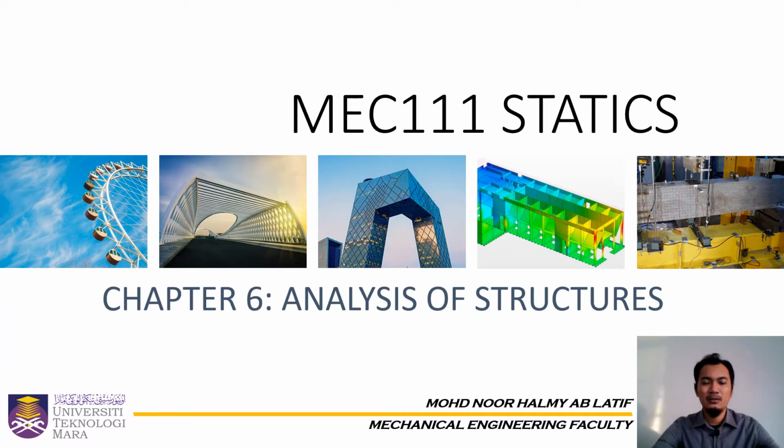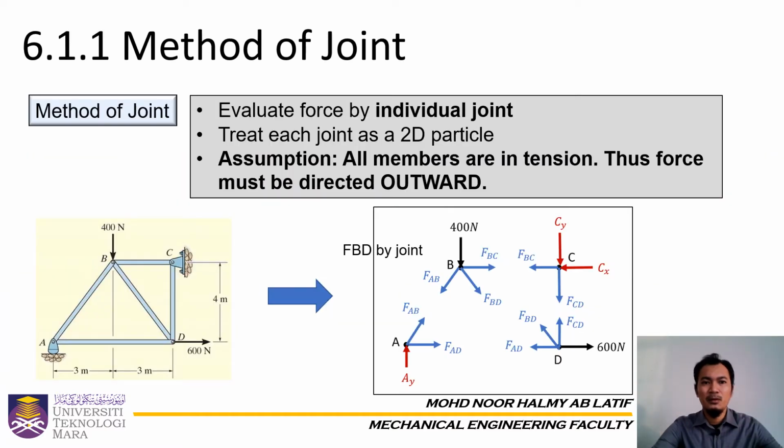MEC111 Statics. Today we're going to talk more on Chapter 6, analysis of structure by using the method of joints. In the method of joints, what we need to do is to evaluate force by individual joint and to treat each joint as a 2D particle. The assumption that we need to make is that all members are in tension, thus force must be directed outward.